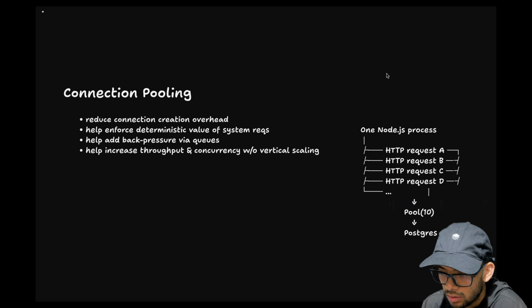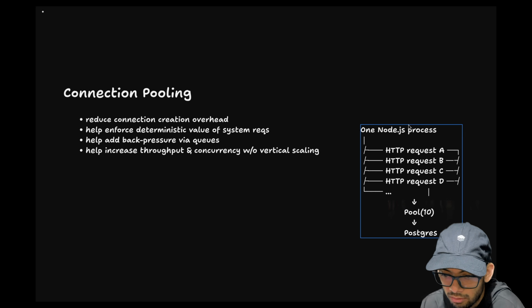So now, coming back to how to deal with the situation, the author suggests connection pooling, which is basically maintaining a cache of DB connections. This ends up helping reduce connection creation overhead. It helps enforce deterministic values of system requirements. It helps add some back pressure via queues, and it also helps increase throughput and concurrency without needing to vertically scale our systems.